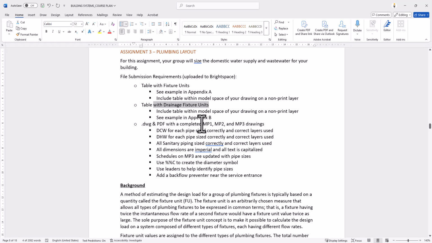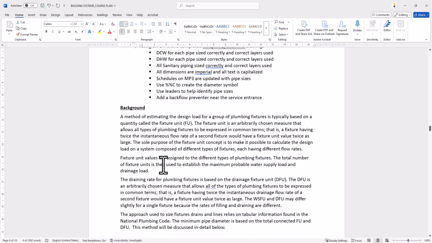The other thing I want is that there's basically going to be three drawings you're going to pass in: MP1, MP2, and MP3. MP1 and MP2 are your main ones, so they're going to be your domestic cold water and hot water, and then your sanitary. We separate those two. You can do them in the same model space if you want, but we're going to separate them because there's a lot of detail that goes into plumbing drawings, and separating them makes it easier to see. MP3 is just a specs table. From what I gather from what you guys had already done, it may be okay. You may want to update some things. It depends.